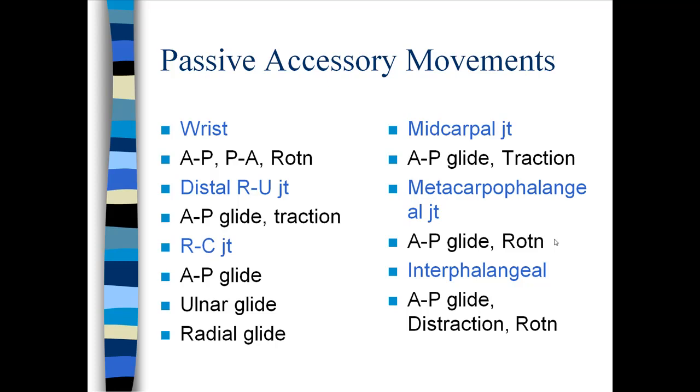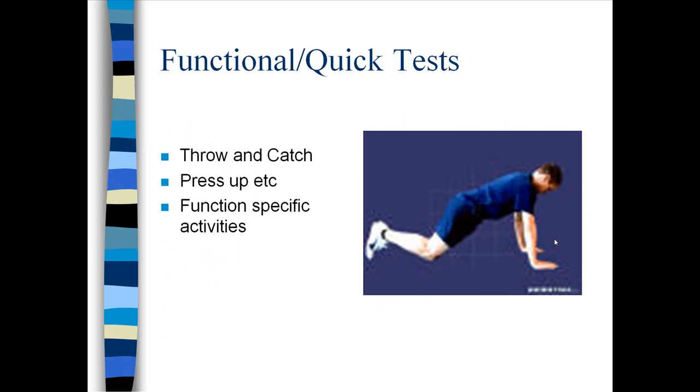There's a wide variety of passive movements that we can perform at the wrist and hand. Any joint can be moved in an anteroposterior or posterior-anterior direction. The wrist joint, rotation of the wrist joint must be considered. Distraction of the radial ulnar joint must be considered. Medial and lateral glides at the wrist joint are also important. Quick tests can include weight bearing, for example, press up, throwing, catching, and to test quick activities.